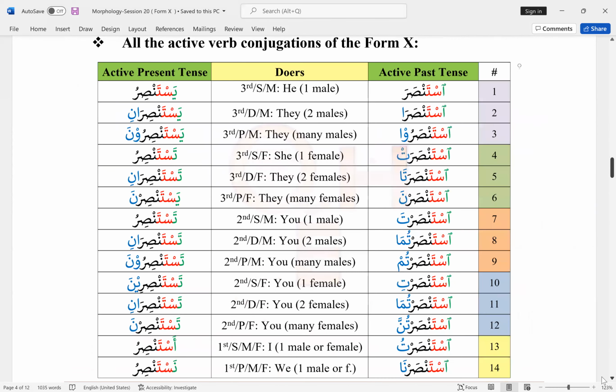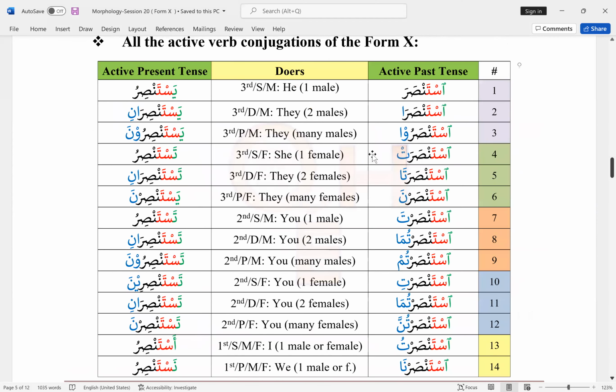Over here we have a table that's carrying all the conjugations. And we have active past tense, active present tense. Active verbs are more common for verb form 10 in Quran. That's why we are showing active tenses. As we mentioned before, the suffixes for the past tense are exactly same as what we learned in form 1. Okay, so let's go over them, at least few of them.